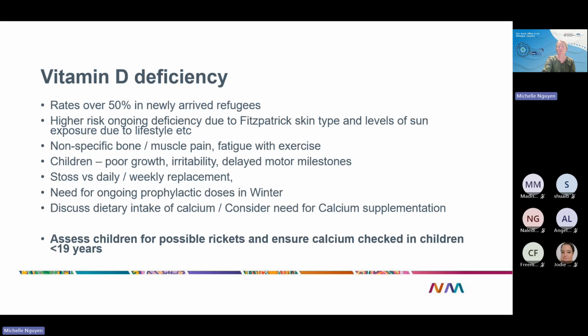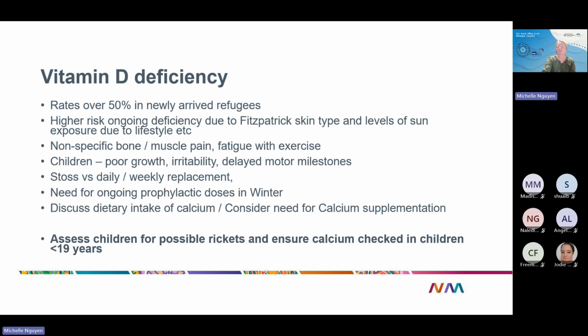I think it's difficult for us to really comprehend how many symptoms it does cause, because we don't have the ability to follow people up really long term. But lots of people that we see are complaining of non-specific bone and muscle pain, fatigue with exercise, and I suspect in some cases it is due to vitamin D deficiency. In children, it can contribute to poor growth, irritability, and delayed motor milestones.